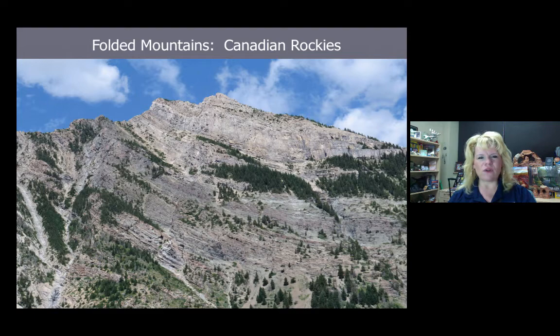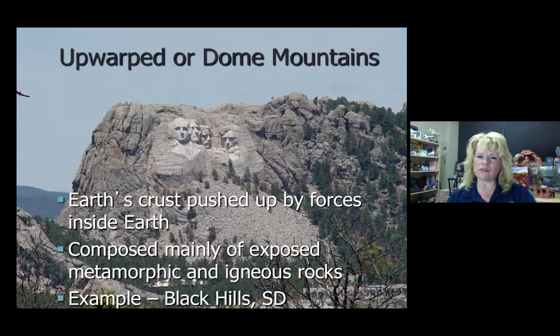So what are upwarped or dome mountains? These are areas where you've got some kind of magma intrusion that got pushed upwards from inside the Earth, typically from a large magma chamber known as a batholith. Usually, these types of mountains are pretty durable because they contain granite and metamorphic rocks, igneous rocks.